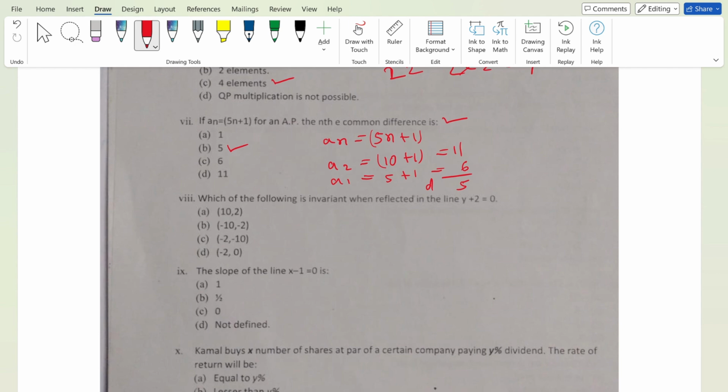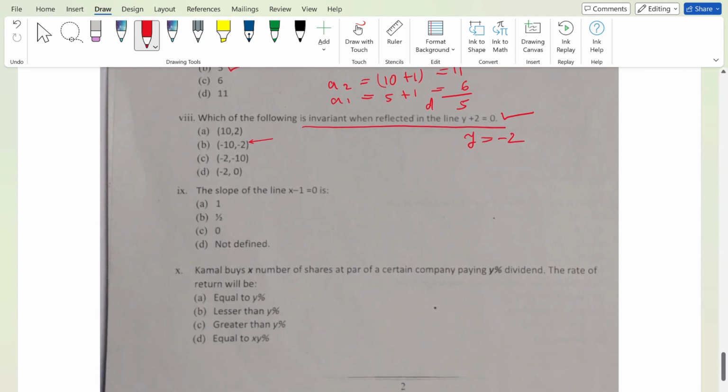Now question number 8. Which of the following is invariant when reflected in the line y plus 2 equal to 0? Invariant means there will be no change. That means any point whose y coordinate is minus 2 is invariant. Y coordinate minus 2, so this one.